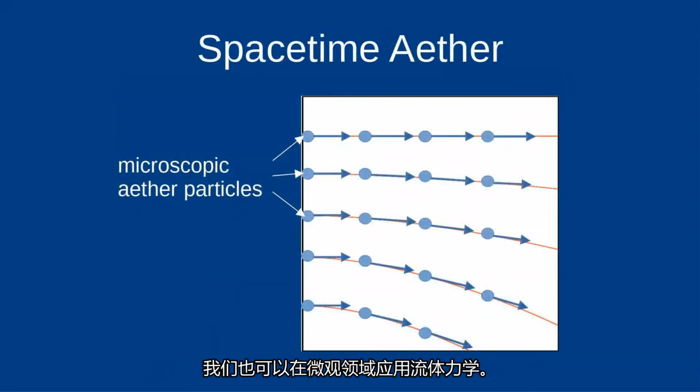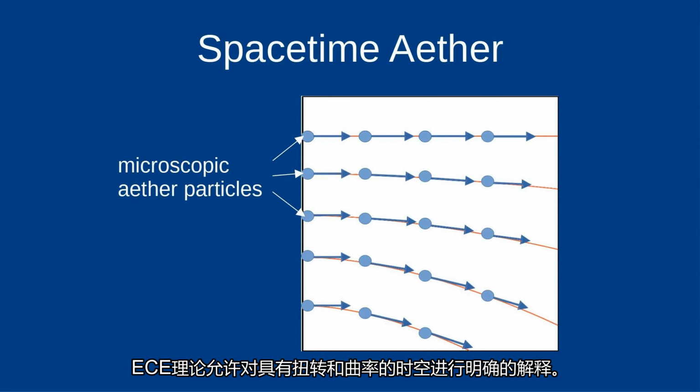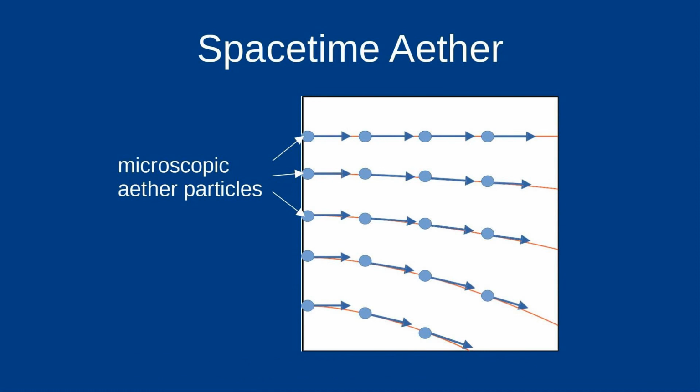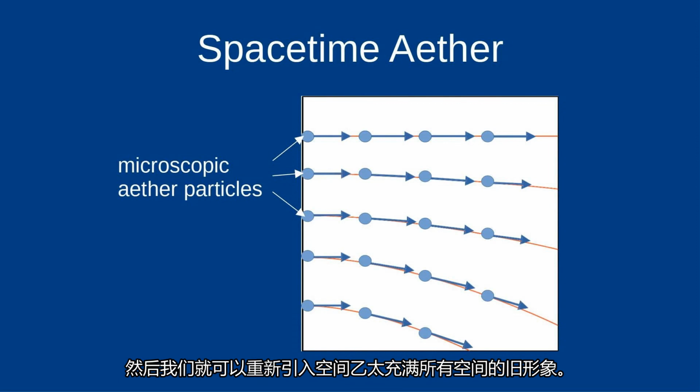We can also apply fluid mechanics in the microscopic area. We then come to the structure of space itself. ECE theory allows a clear interpretation of spacetime with torsion and curvature. We call spacetime the combination of time and space coordinates. The crucial point of the graphic interpretation of this four-dimensional coordinate space is to imagine it as being filled with flow fields. Then we can reintroduce the old image of space ether filling all space.